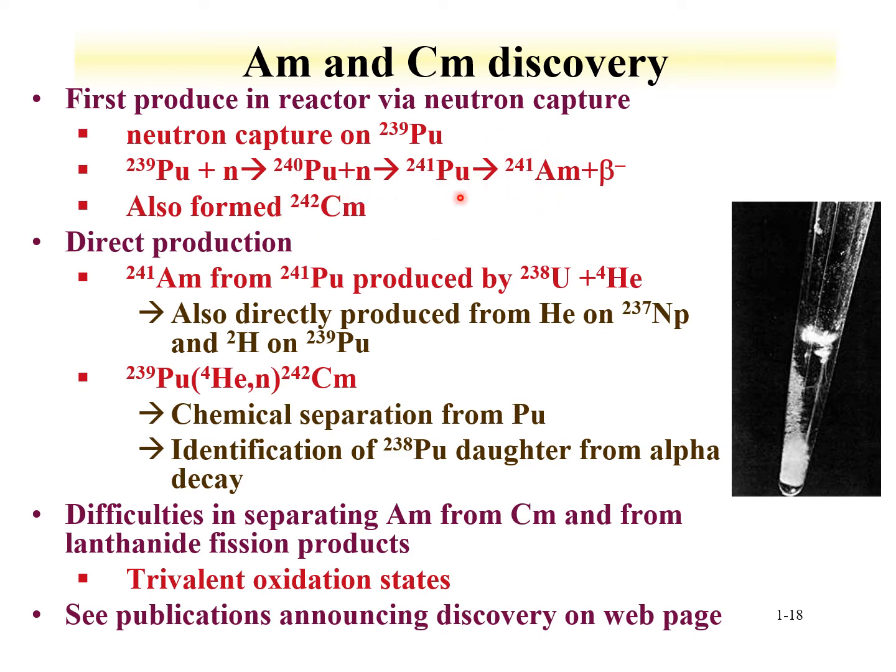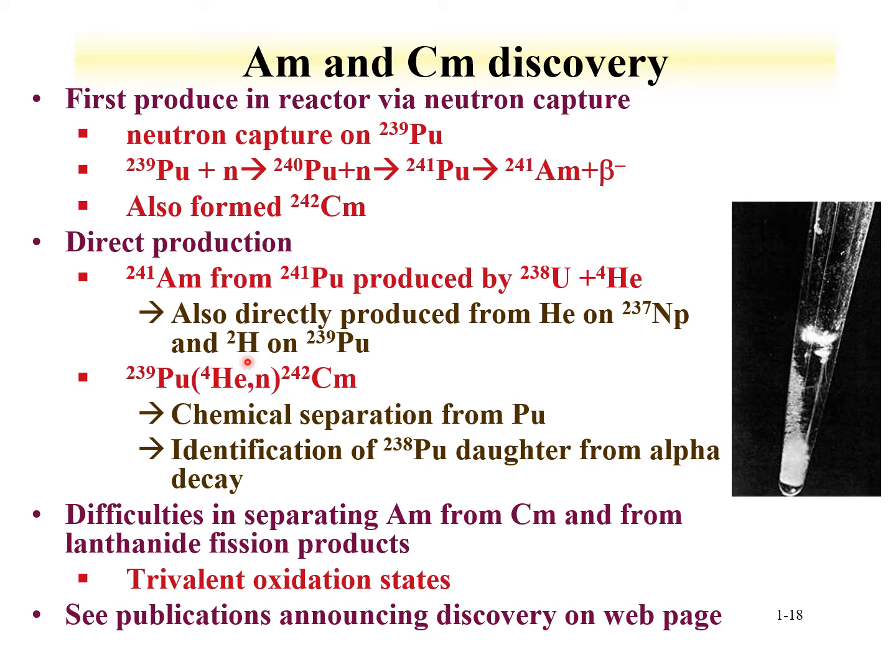This route could also keep going, if you kept bombarding, not only would some of this plutonium-241 decay, some of it would also capture. And you could make up to curium-242. There are also routes for doing direct production. So plutonium-241 would be produced, it would beta decay to this americium-241, and the plutonium-241 was produced by the reaction of uranium-238 plus an alpha particle. And then you could get another sort of direct production by using the same sort of reaction, except with the uranium, use the Neptunium-237.